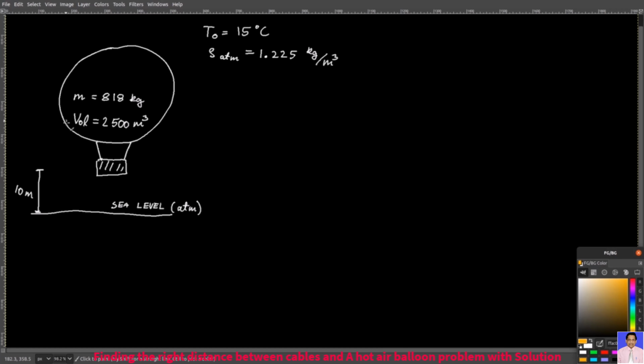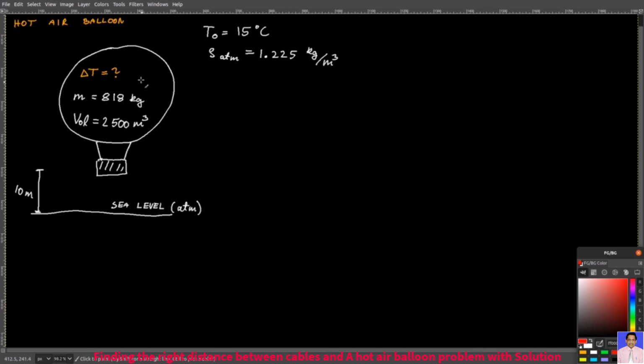And so since this is a hot air balloon, then obviously inside the balloon you have to have more temperature than 15 degrees Celsius. And so what we need to do, we need to figure out how much temperature we need to add inside this balloon so that it would float at the altitude of 10 meters.